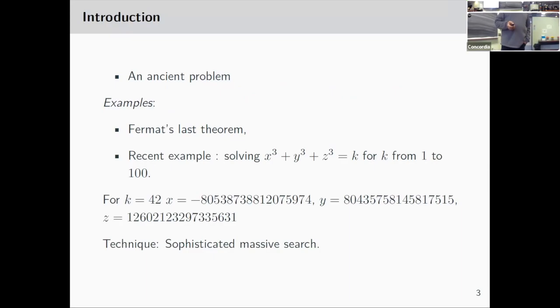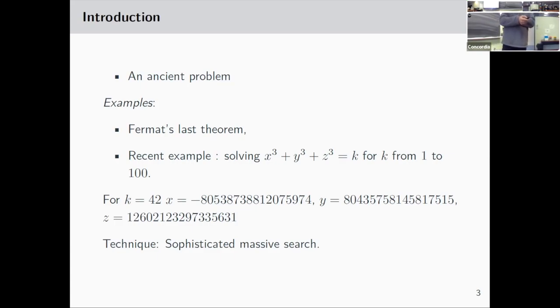A very recent example, just as an interesting point, is you can ask for the solutions in integers, for every k from 1 to 100, of writing k as a sum of 3 cubes. All of them were solved except the last one, which was solved I think 3 or 4 years ago, and that was for the number k equals 42, which we all know is the meaning of life. And in order to get the meaning of life, you needed all these big numbers.